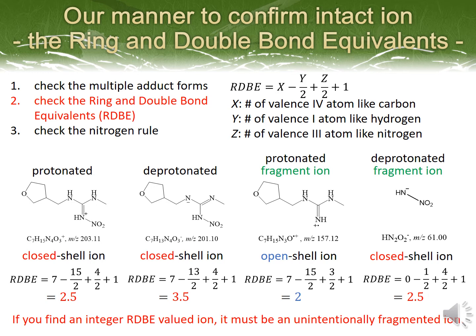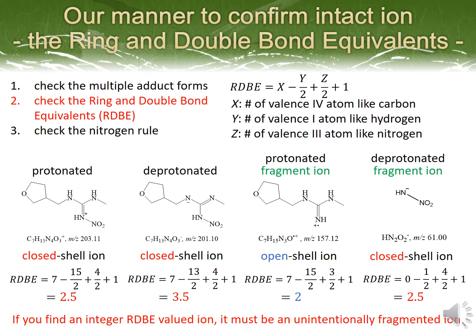In the next step, we will check the ring and double bond equivalence, RDBE, which can be calculated according to the equation on the upper right side, where X is the number of valence 4 atoms like carbon, Y is the number of valence 1 atoms like hydrogen and halogen, and Z is the number of valence 3 atoms like nitrogen and phosphorus. Let's see the RDBE of dinotefuran analogues.